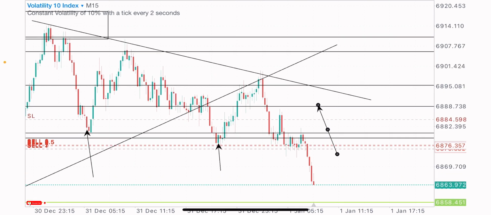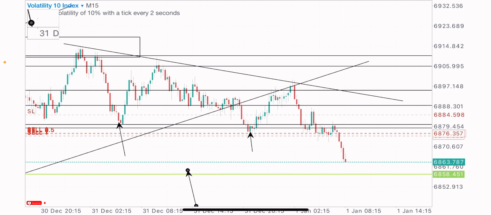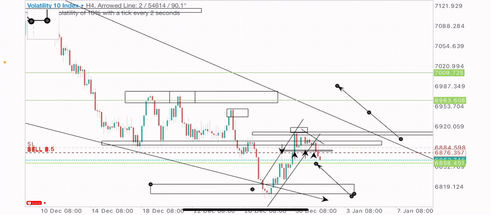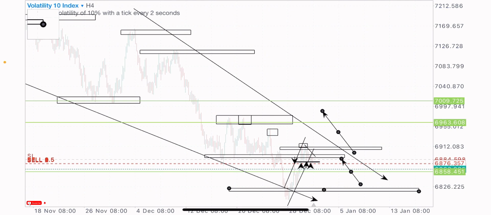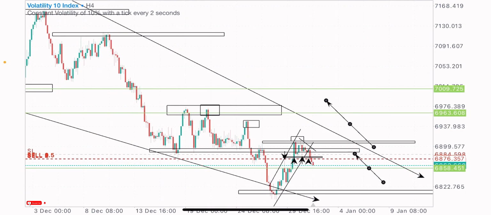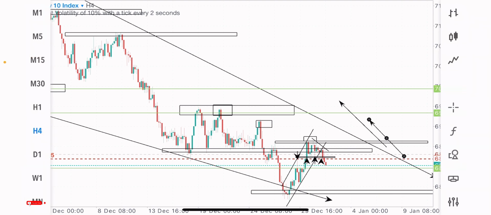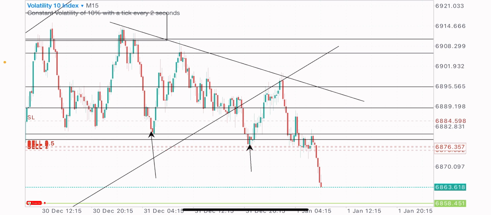My general TP level is on this green line, right? More sales is expected. Even if price gets to this green line here, I'm expecting more sales on this index in the coming hours and days, at least to these lows here. These lows, I'm expecting this index to sell to this zone. So that's my trade review on this index. That's why I was able to take the sales on volatility 10 index.